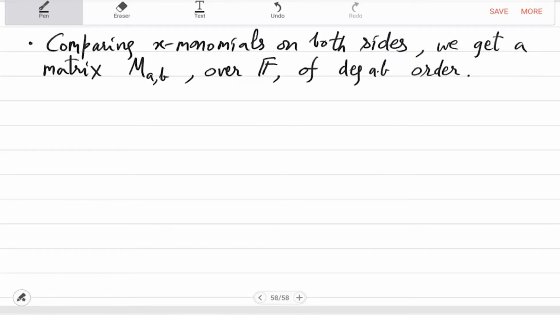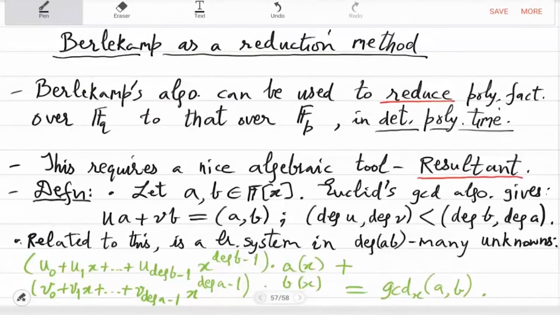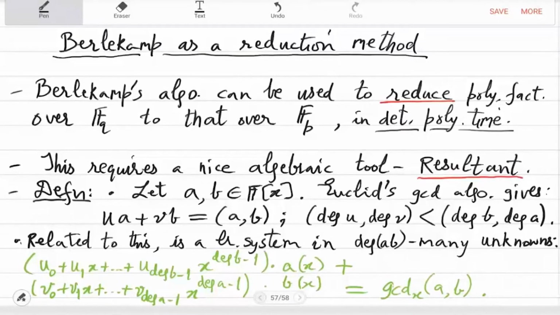And what is the relationship between the entries of the matrix and the coefficients of A and B? You compare the x monomials, as I said. Can you see? So the coefficients of A and B will appear in the linear constraint as they are. So they will appear in the matrix as entries. Right? So simply the coefficients of A and B become entries of M, obviously in the correct locations.